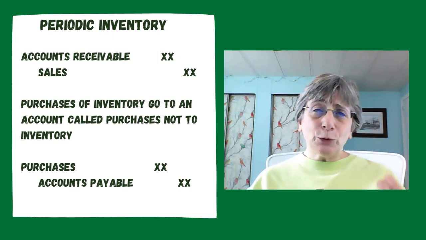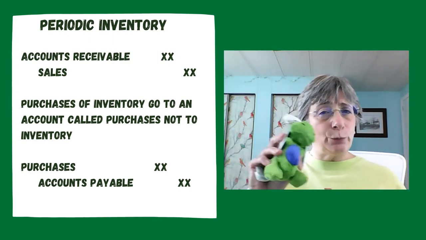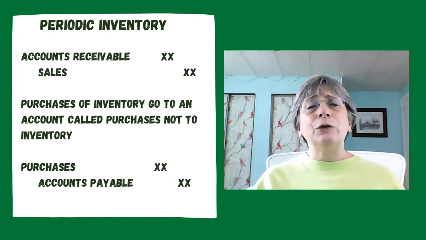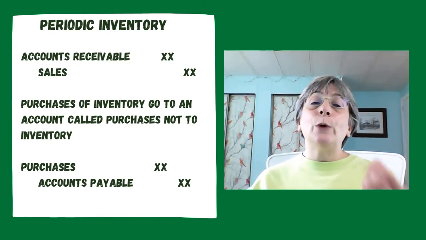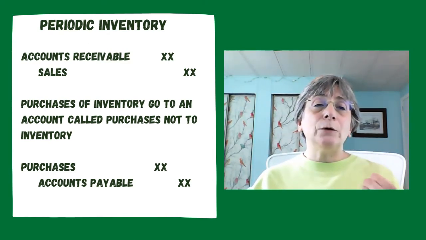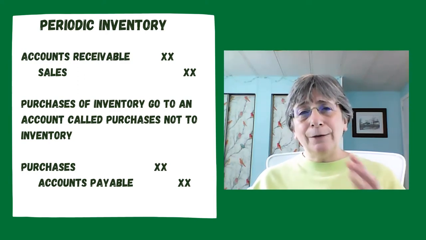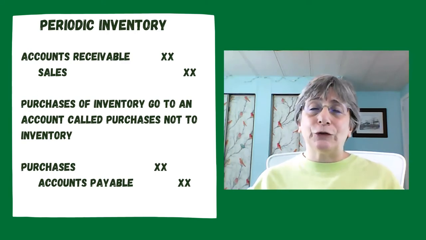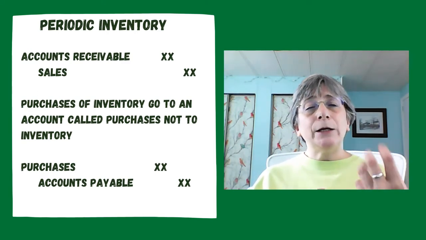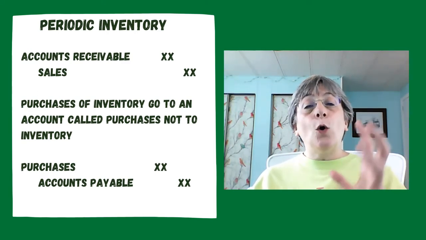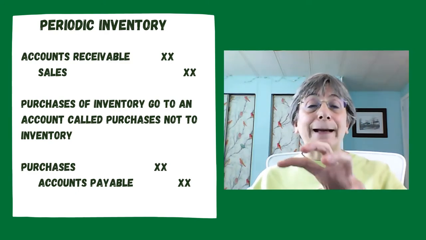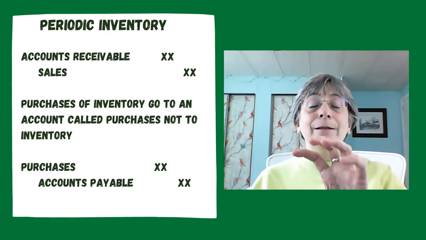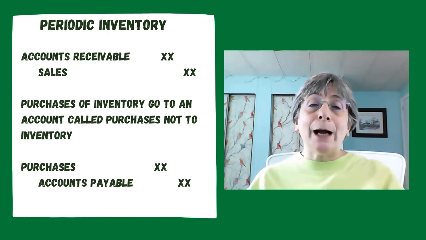And under perpetual inventory, when we bought merchandise, when we bought our little Terrence stuffies, we said that that went into a merchandise inventory account. Well, under periodic inventory, we have a new account, and it's called purchases. Rather than going directly into an inventory account, we're going to hold all of our purchases in an account called purchases. And then later on, we're going to move them out of that account.